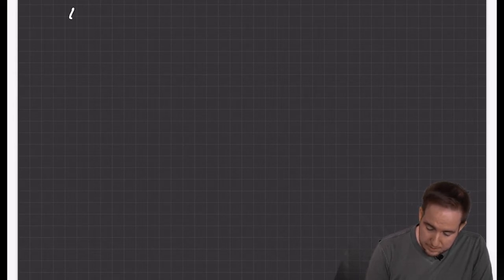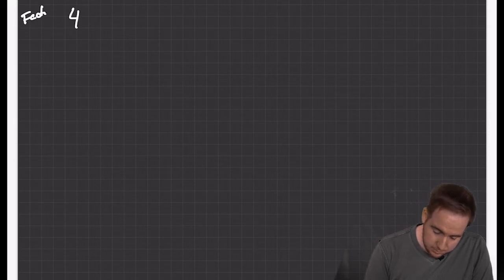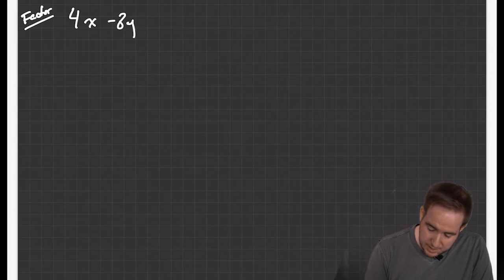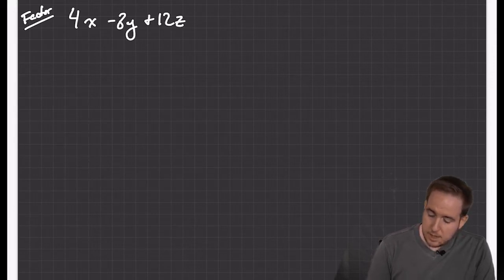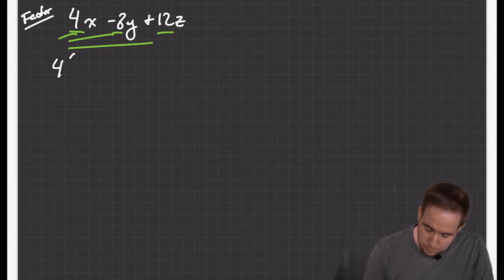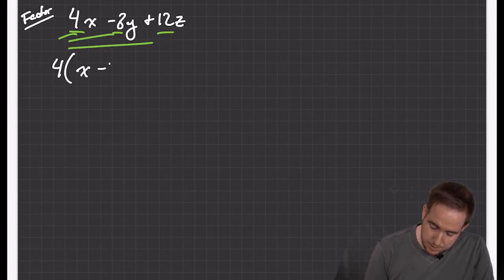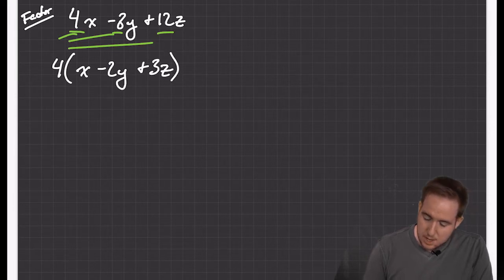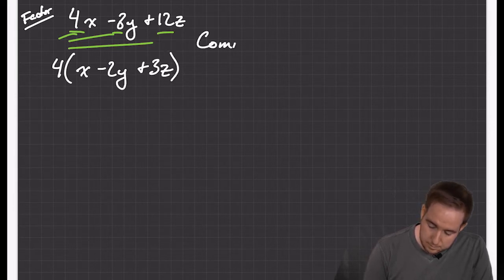That might be something like, so the instruction would be to factor 4x minus 8y plus 12z. You realize that each one of these is divisible by 4 and that you can pull that out. And so you have 4 and a bracket, and you're left with x minus 2y plus 3z. And this was called common factoring.